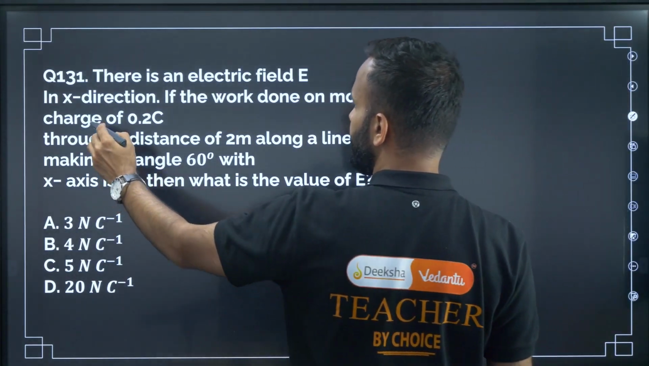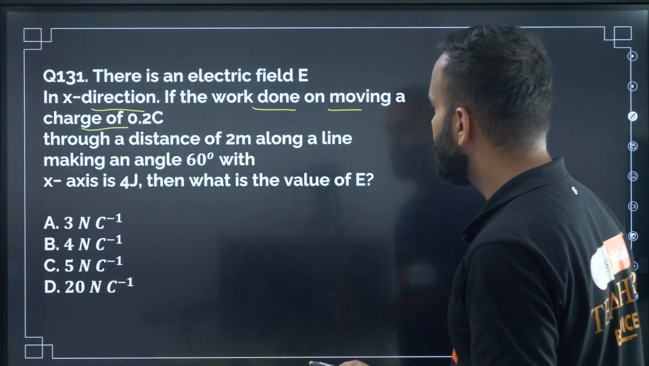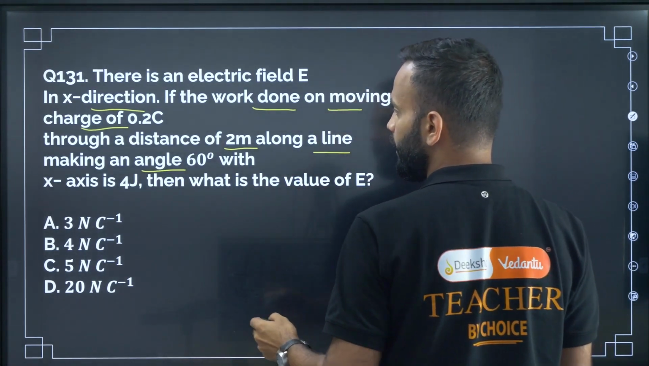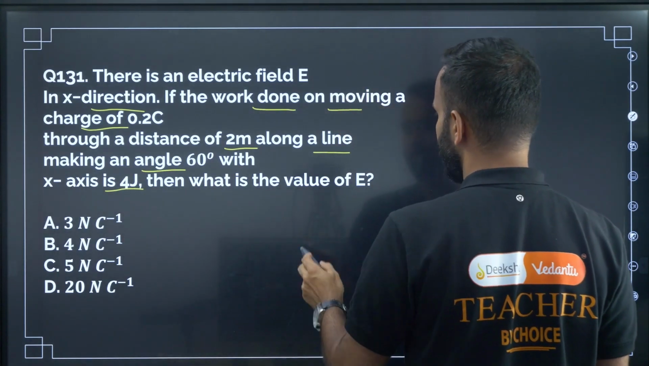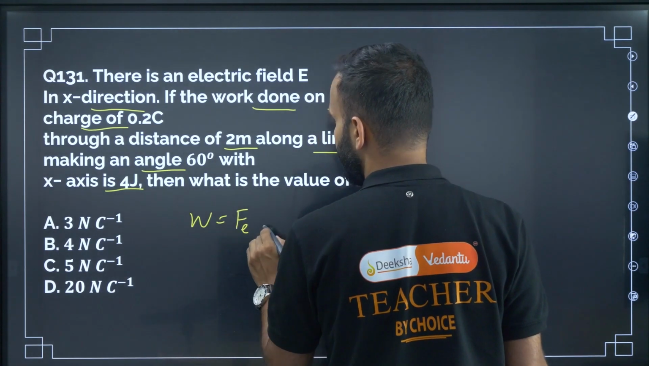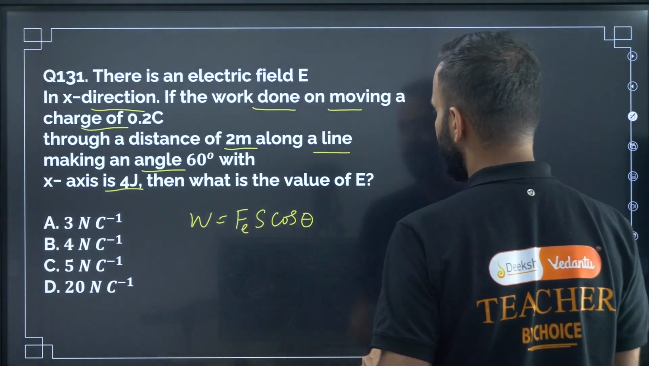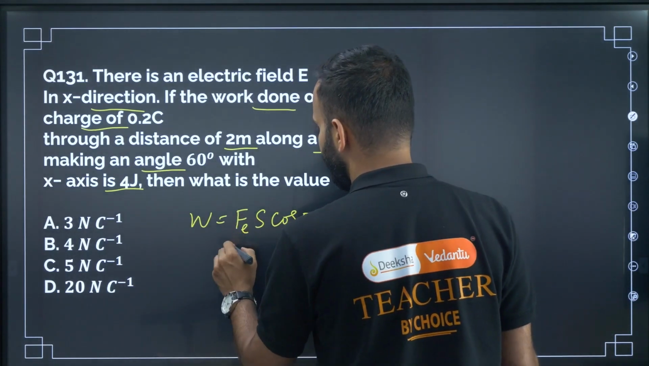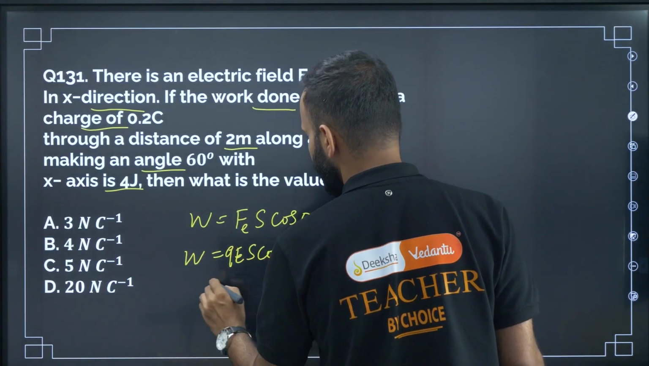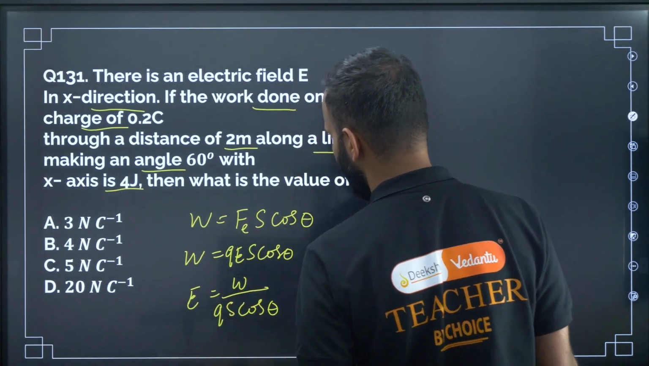There is an electric field E in the x direction. If the work done on moving a charge of 0.2 coulomb through a distance of 2 meter along a line making an angle 60 degree with the x-axis is 4 joule, then what is the value of E? Work done by electric force is equal to Fe into S cos theta. We need to find the value of E. Fe is Q into E, so W equals QE S cos theta, and E equals W divided by Q S cos theta.